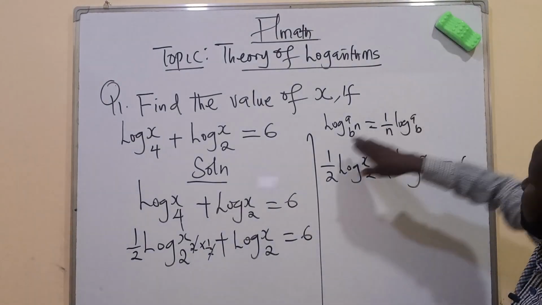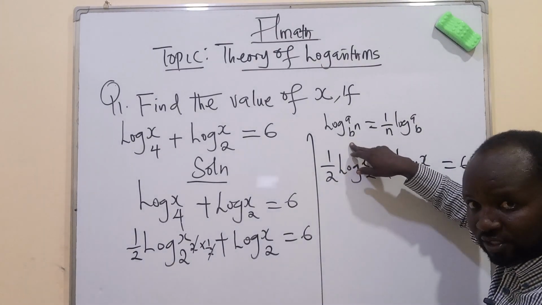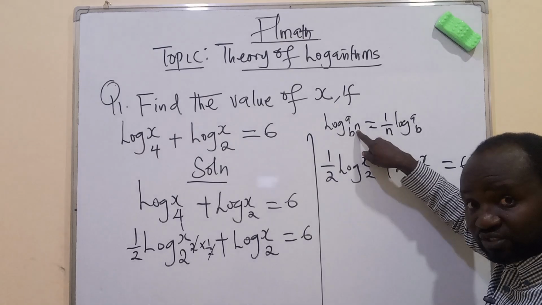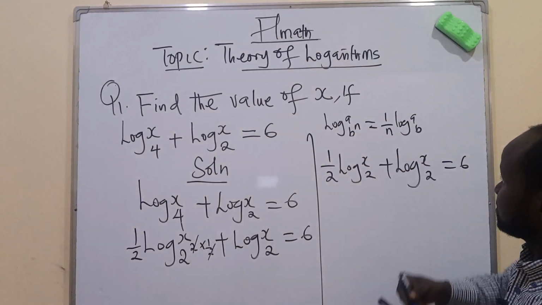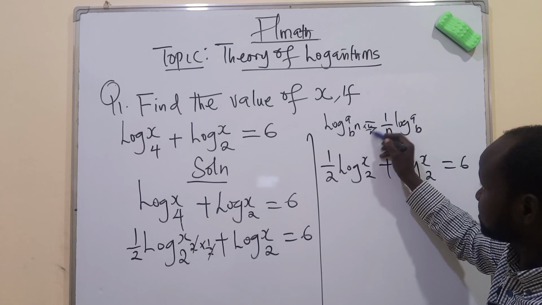What do I mean? It means I still apply this law here. If I want to remove this n here, I'll find the reciprocal of n, which is 1 over n. It means if I multiply this by 1 over n, this n will divide this.